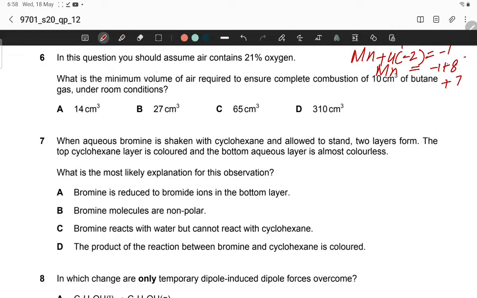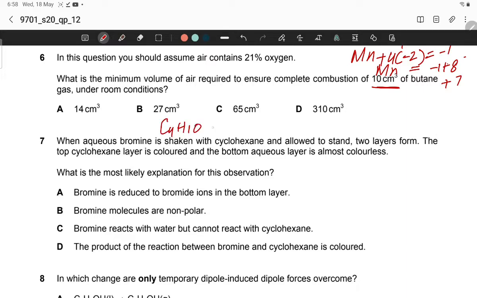In this question you should assume air contains 21% oxygen. What is the minimum volume of air required to ensure complete combustion of 10 cm³ of butane gas under room conditions?